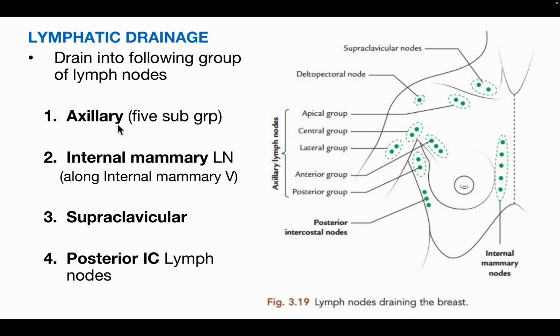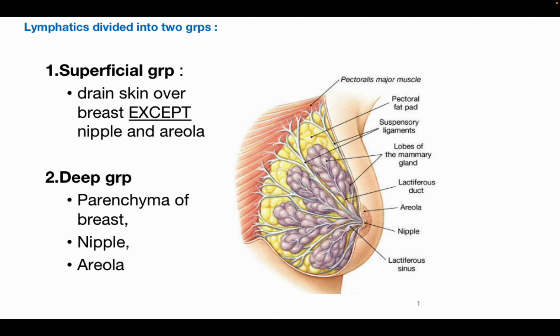But in the axillary, we have 5 groups of lymph nodes. Can you say here: apical, central, the lateral group, anterior group, and posterior group. So all 5 groups of lymph nodes are under the axillary group, right? So keep in mind, we have a superficial group of lymphatics and a deep group of lymphatics.